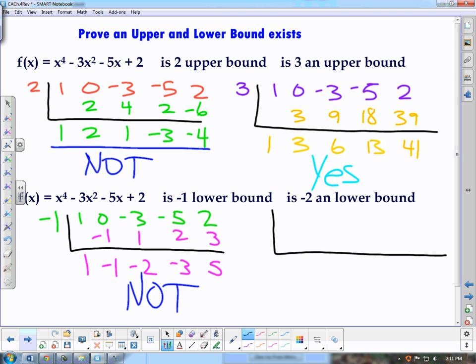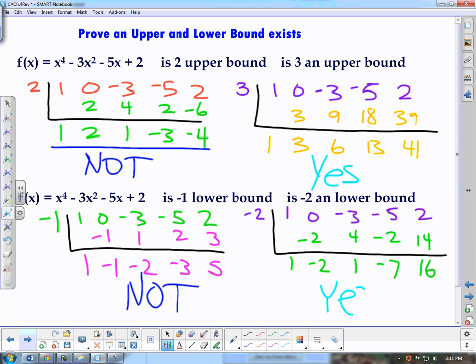Then trying a negative 2. We would have 1, negative 2, negative 2, 4, 1, negative 2, negative 7, 14, 16. They alternate, so therefore this one is a lower bound.